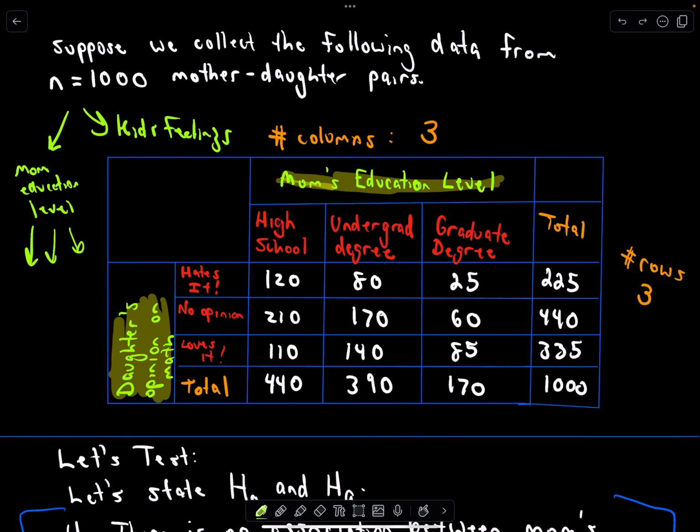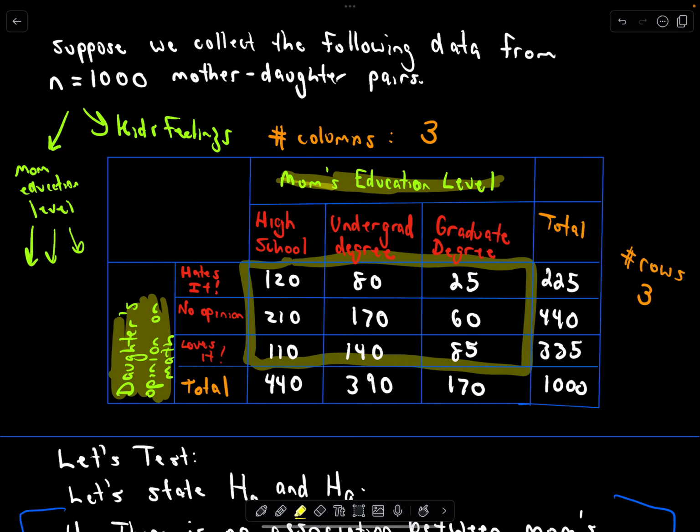So suppose I go out there and I collect some data. I classify these 1,000 mom-daughter pairs. And it turns out of those 1,000 mom-daughter pairs, 120 corresponded to mom having a high school degree and her daughter not liking math. And for example, if I look at this value here, 140, it says there's 140 mother-daughter pairs where mom has an undergraduate degree and her daughter loves math. And you can go through and look at those other values as well. And notice then I just have counts.